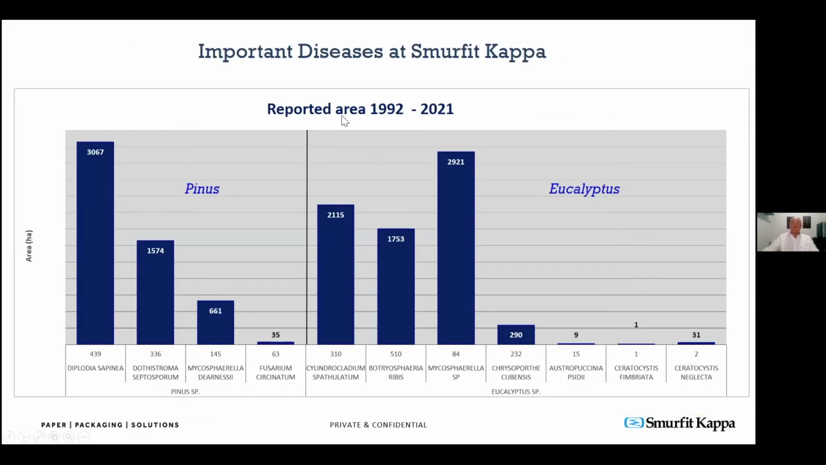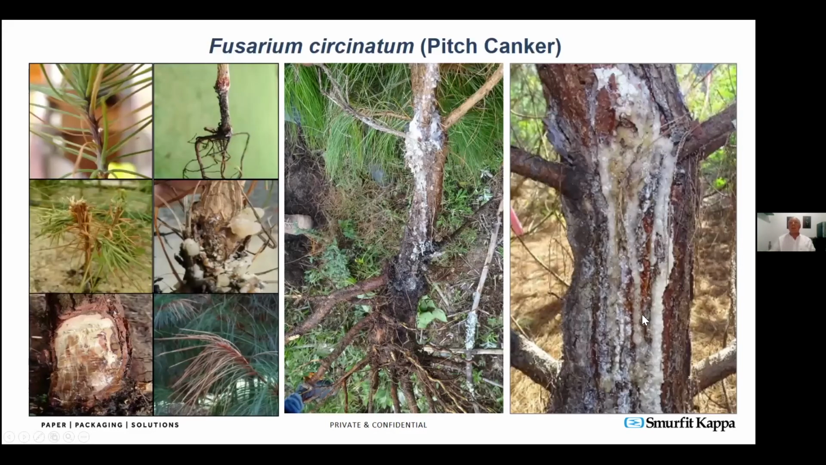Now, this is a report area in our company from 1992 to 2021. For Pinus, you can see the total reported area through this period of years and the main diseases affecting our Pinus plantation of pine. And for eucalyptus, you can see the total area reported with this kind of diseases on eucalyptus.